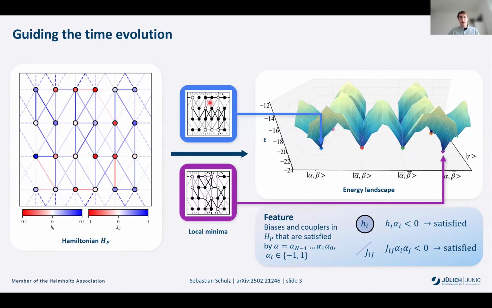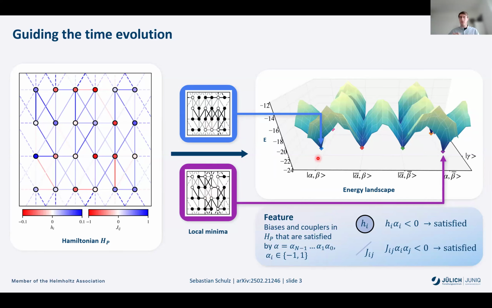What we can do now is compare these sets of satisfied couplers and biases between these local minima. For example, if you look at the blue local minimum and the purple local minimum, you can see that they are almost identical, except for these middle 8 qubits. And basically, this blue state has all the opposite couplers and biases satisfied compared to this purple state.